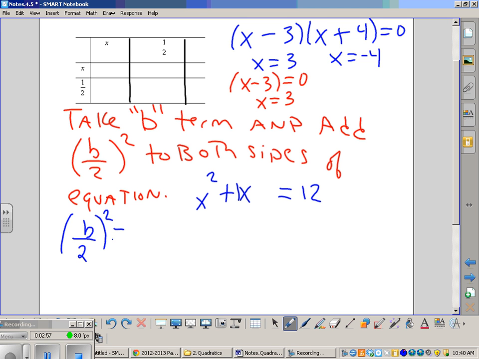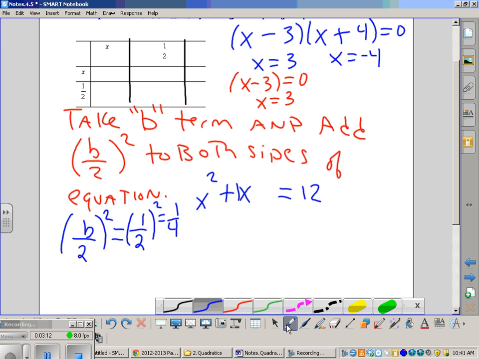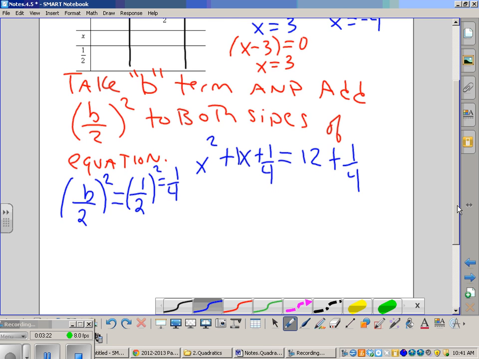So (b/2)² equals 1/4. So we're going to add 1/4 to both sides of the equation. So plus 1/4, plus 1/4. As long as you add 1/4 to both sides of the equation, nothing has changed about the equation. You've just put it into a different form. Now, if we factor, 12 plus 1/4 is 12 and 1/4.